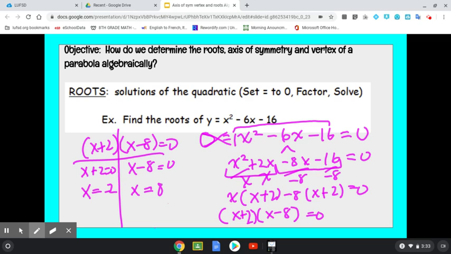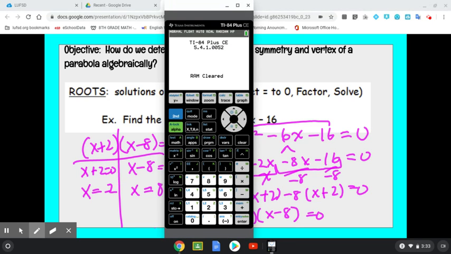Okay. Now, if you wanted, you can go to your calculator. You could plug that quadratic in. It was x squared minus 6x minus 16.